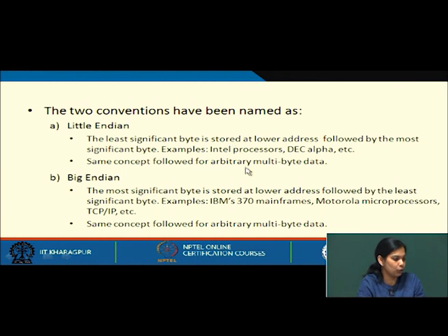Now, same concept follows for arbitrary multi-byte. So, if you also want to store multi-byte, then the same thing will follow there also. Now, big endian, the most significant byte is stored at lower address followed by least significant byte. IBM's 370 mainframe uses big endian concept.